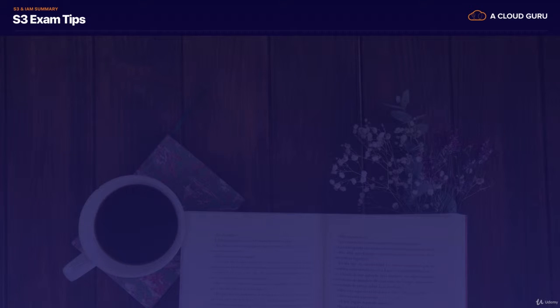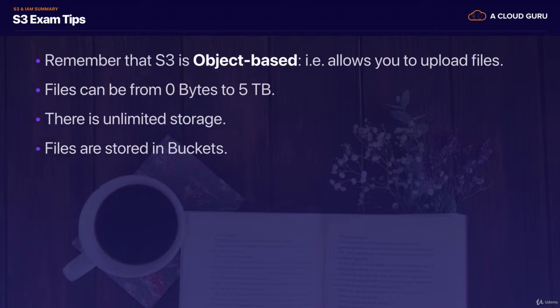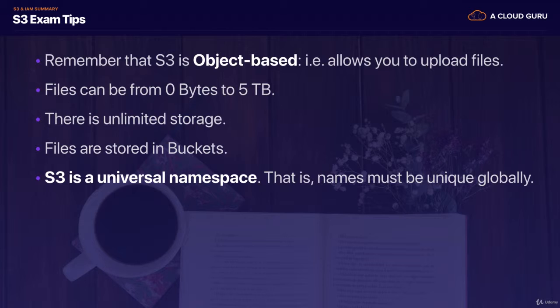So moving away from IAM, let's look at S3. Remember that S3 is object-based. It allows you to upload files, and those files can be 0 bytes all the way up to 5 terabytes, and there is unlimited storage. You store your files in these things called buckets, and it's basically just a folder in the cloud. Now, S3 is a universal namespace, so that means that your bucket names must be unique. You can't have test bucket because somebody already owns it. You can't have a Cloud Guru because somebody already owns it, and it's not me, sadly.